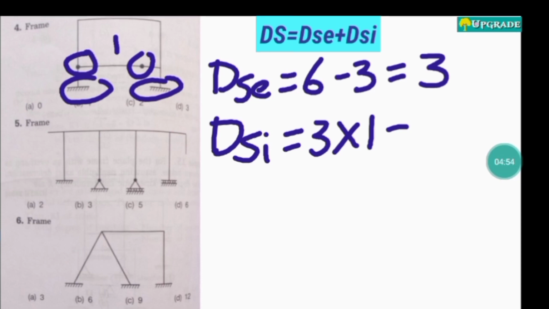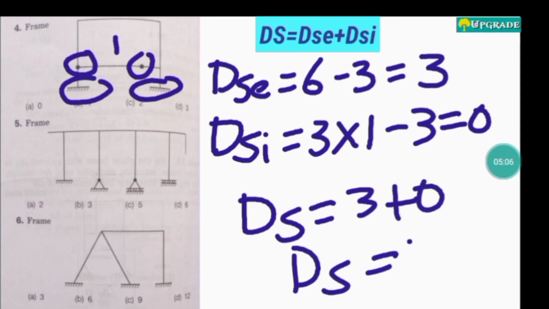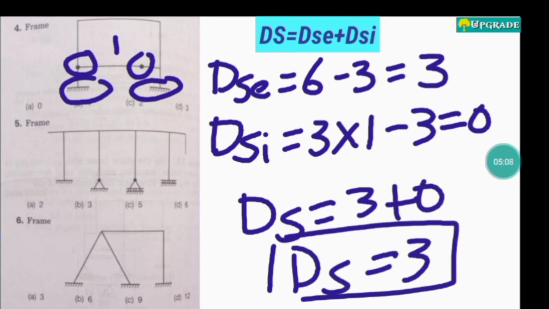2 plus 1, 3. Okay. So the answer is 0. So therefore DS will become 3 plus 0. So the answer is, so DS equal to 3. So option D is correct. So move to next question.